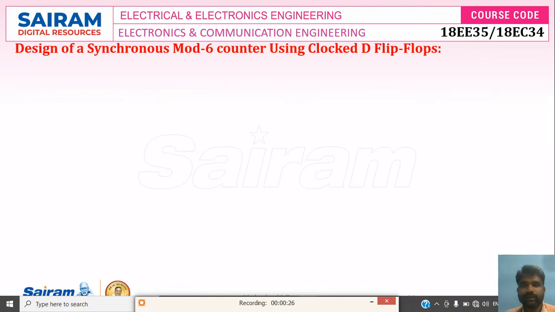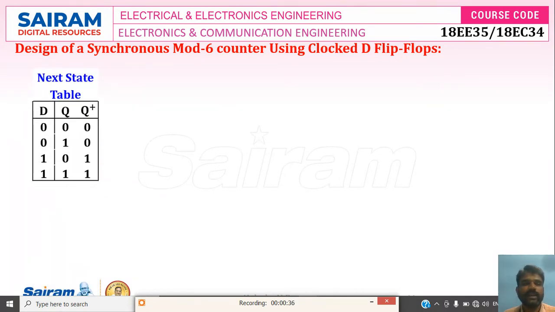Again, here we need to consider the excitation table. That means we need to derive the excitation table. So for that we need to consider the next state table, D and present state. Two variables, so four possible combinations. In the first two combinations, D is 0, so irrespective of present state, next state is 0. And in the next two combinations, D is 1, so irrespective of present state, next state is 1. Since next state is same as D.